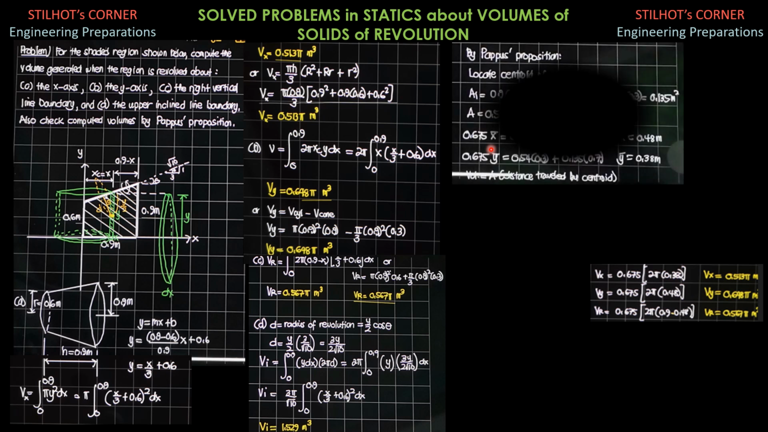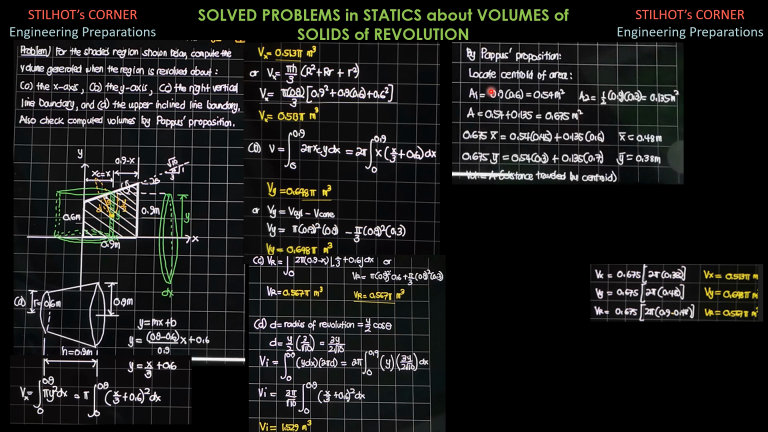So let's evaluate by Pappus proposition. Let's locate the centroid of this trapezoid. There are two ways to locate the centroid. One, by dividing the trapezoid into two parts, rectangle and triangle. The other one is we locate the centroid by integration. Also, I presented the integral part at the last portion of this solution.